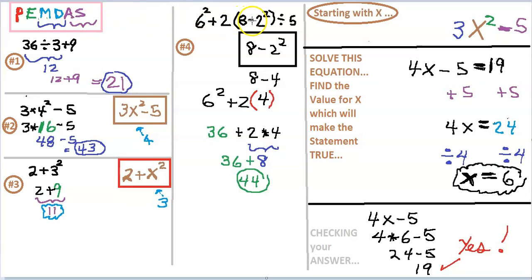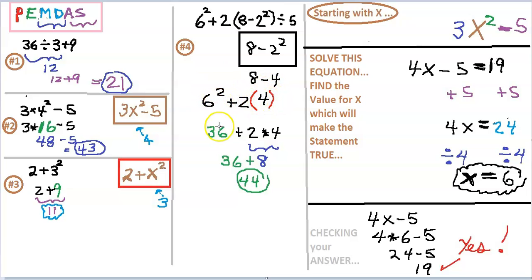The first rule we're going to use is powers. 2 squared is 4. 8 minus 4 is 4. So the entire parenthesis is 4. Now we have this expression, 6 squared plus 2 times 4. No more parentheses. That parenthesis is just representing a multiplication problem to be done.